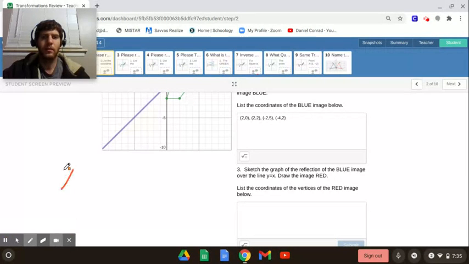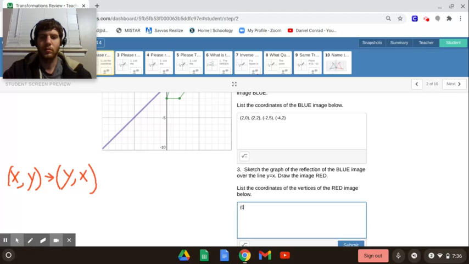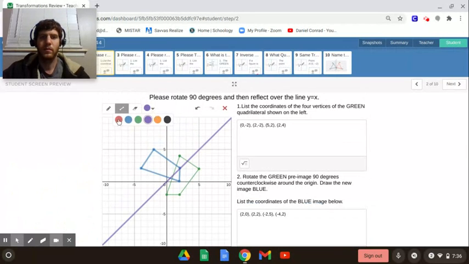So our rule here would be (x, y) is simply going to go to (y, x). Okay, so if we look at our point (2, 0), we're going to switch it to (0, 2). Okay, (2, 2) is still going to be (2, 2). It's going to be on the line of reflection. (-2, 5) is going to go to (5, -2). And then (-4, 2) is going to go to (2, -4). Okay, and then we can plot those points here in red.